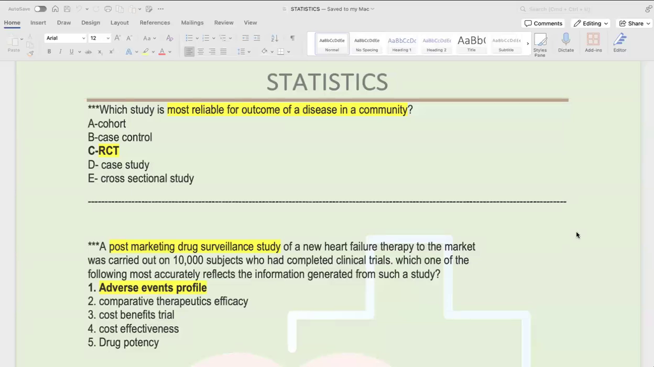No, we don't need to know about the positive predictive and negative predictive value. That's too complicated. So just remember the sensitivity and specificity, that will do.